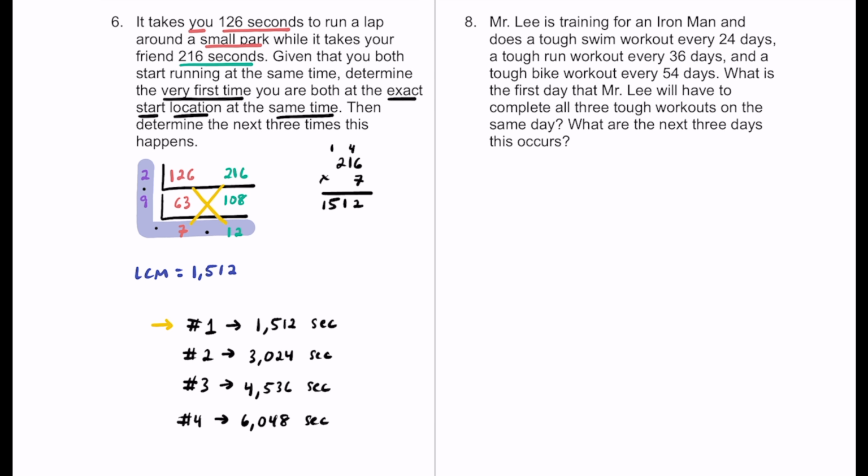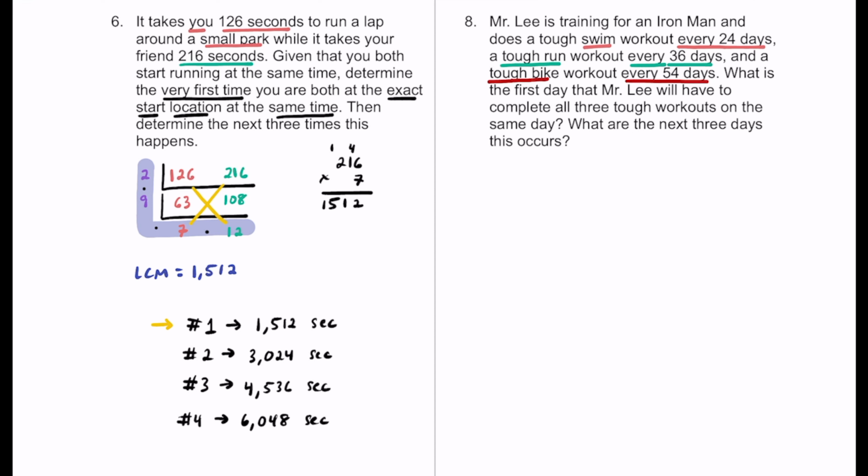All right, final problem here. Mr. Lee is training for an Ironman. That is a type of triathlon and does a tough swim workout. So swimming is going to be every 24 days. So I'll swim on other days, but the tough swims are every 24 days. And then I'm gonna do a tough run workout every 36 days, okay? And then finally, we're saying that we're gonna do a tough bike workout every 54 days.